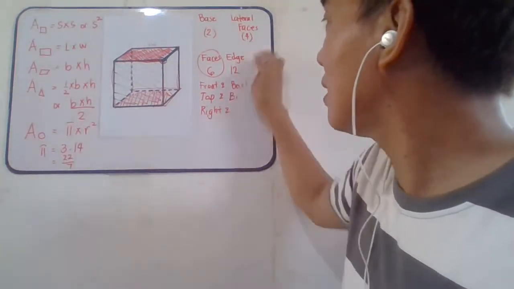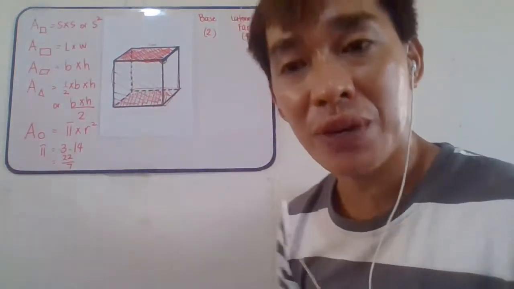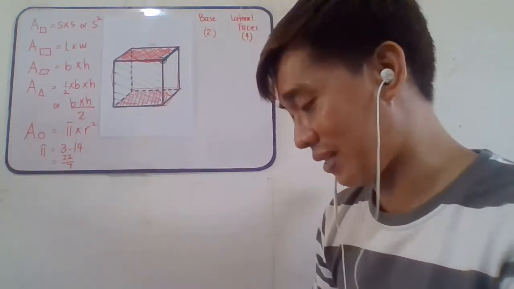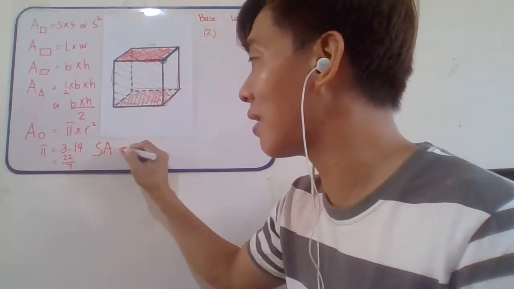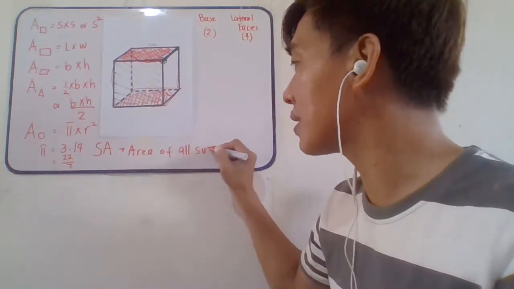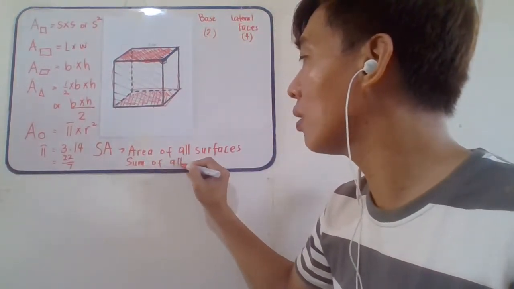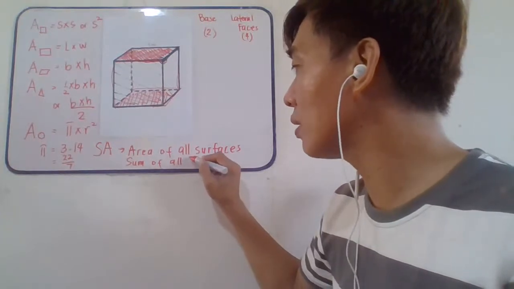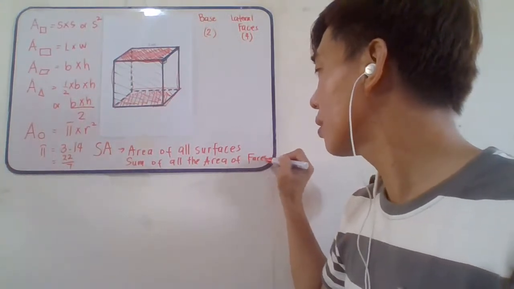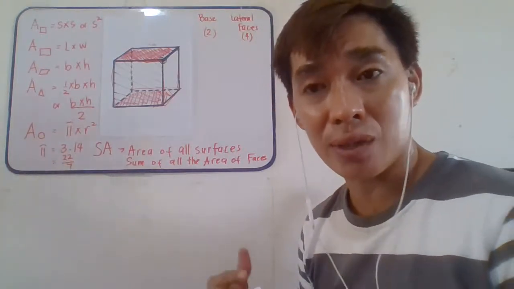Okay, so this time we will have to get the surface area. When we are talking about surface area, that is the area of all the surfaces. Okay, SA for surface area means area of all surfaces. Or pwede man sa natin mabal na sum of all the area of faces. Okay, so we will just only get the sum. If you do have question, kindly tell me so that I could attend to your question.